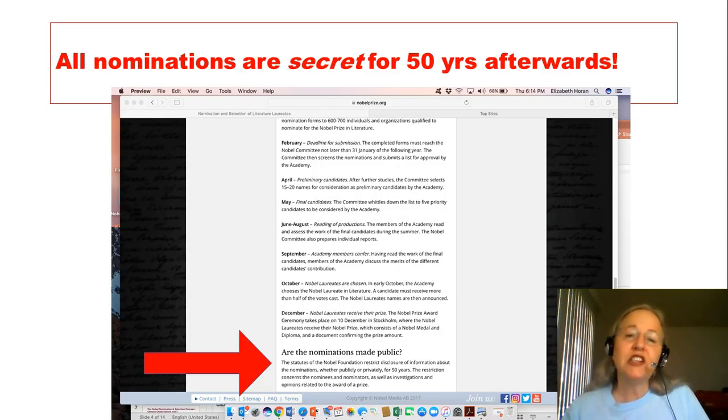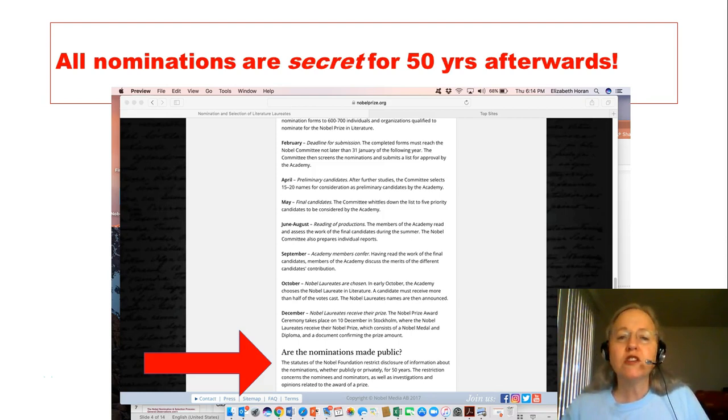All nominations are secret for 50 years afterwards, as I mentioned. So there's a lot of secrecy around the Nobel Prize, and one of the reasons for that, you may be wondering, why so secret? Well, the Nobel Prize is worth a lot of money. It's based on the endowment that Alfred Nobel, who held the patent on dynamite, established at the end of the 19th century. And that money was then invested in the stock market together with the money from the mines that his family owned in Russia at the time.